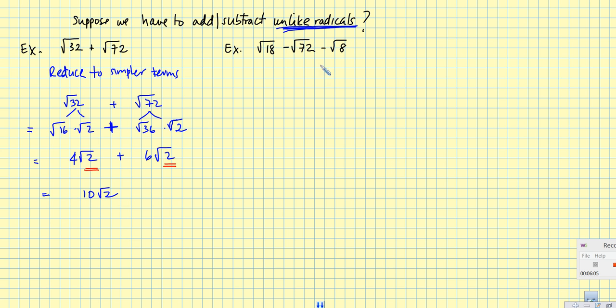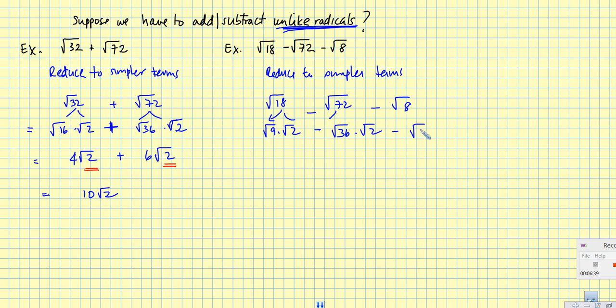If I do the second example, I have, again, reduced to simpler terms. Starting with root 18, root 18 could be broken down into root 9 times root 2. Minus root 72, we already saw in the previous question, is minus root 36 times root 2, and then it's minus root 8, which is like saying minus root 4 times root 2. So I'm just dividing these all up, putting them properly.